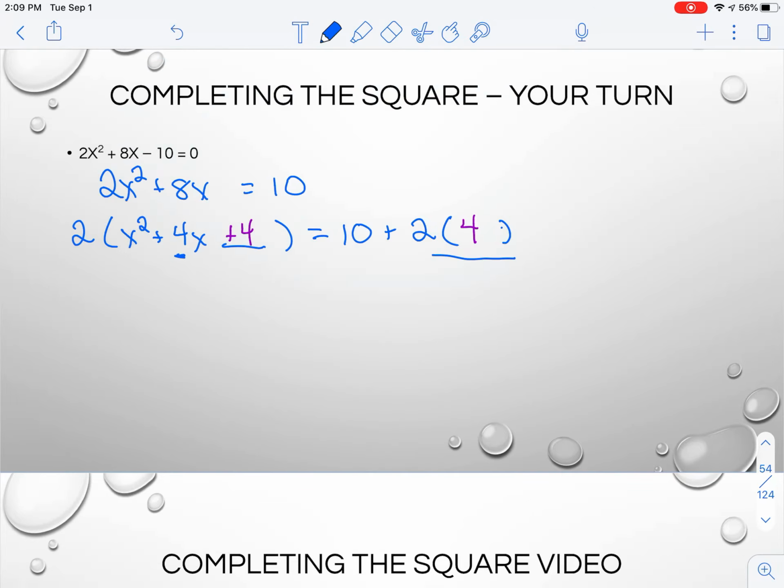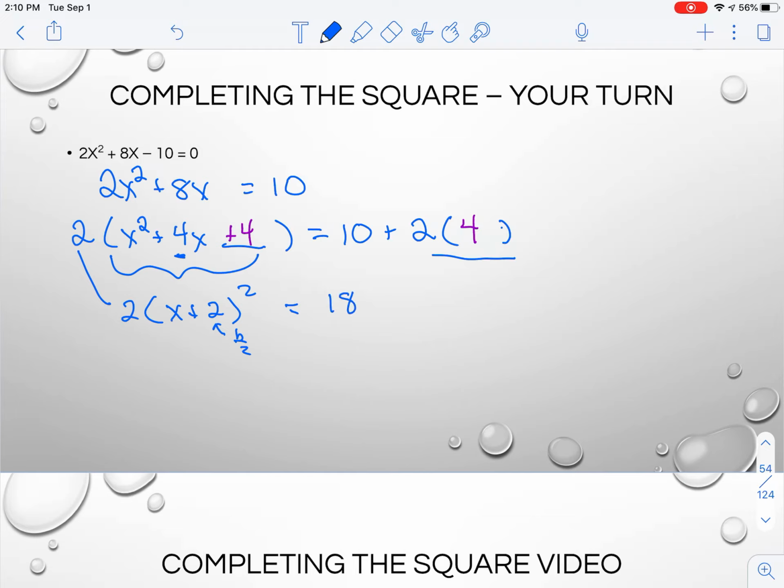The left side, that turns to x plus 2 squared. Again, I got this 2 by just taking b divided by 2. It's a shortcut. The coefficient comes down. Right side turns into 18.